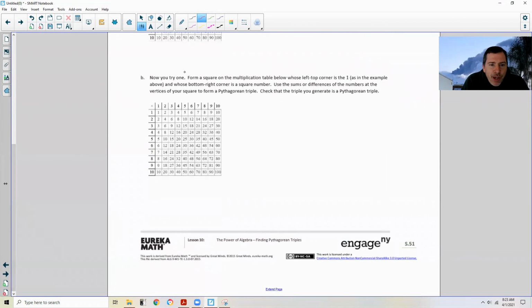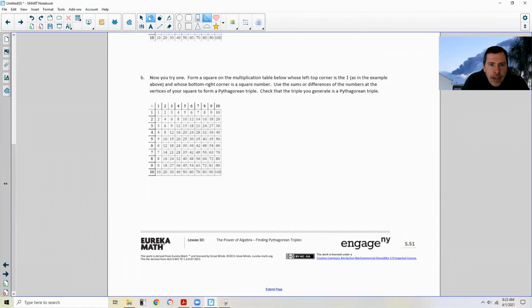B, now you try one. From a square on the multiplication table below, whose top left corner is 1, as in the example above, and whose bottom right corner is a square number, use the sums or differences of the numbers at the vertices of your square to form a Pythagorean triple, and check that the triple you generate is a Pythagorean triple.